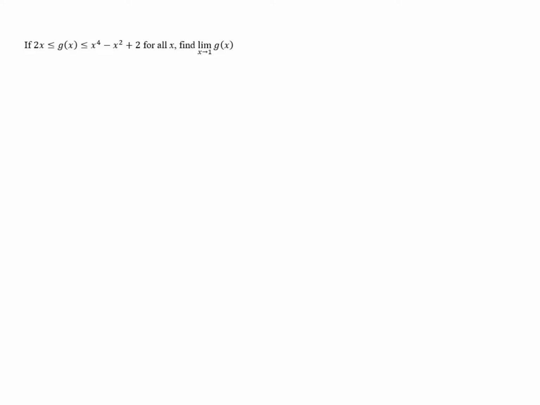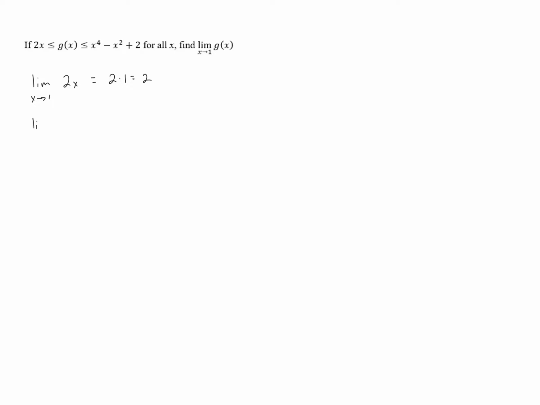But remember, for the squeeze theorem to give us an answer, both of these outer functions need to have the same limit as x approaches 1. So we've got to evaluate both of those. So let's look at the limit as x approaches 1 of 2x. We'll do that first. We can use direct substitution, and 2 times 1, of course, is 2.